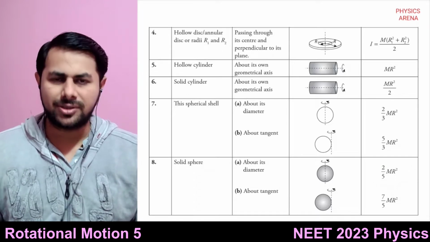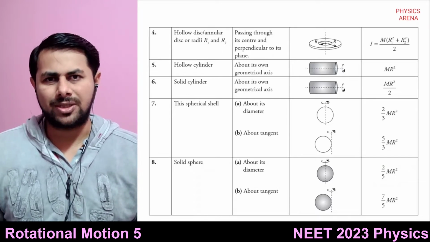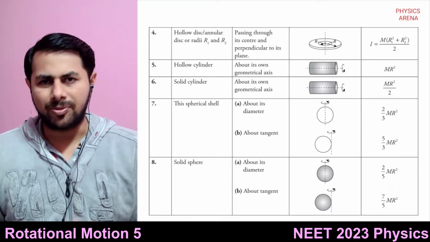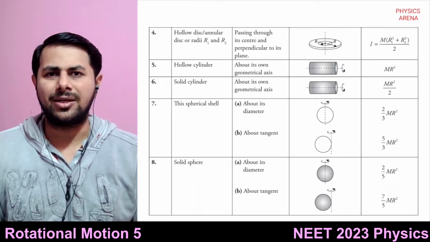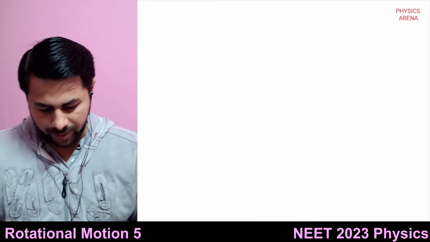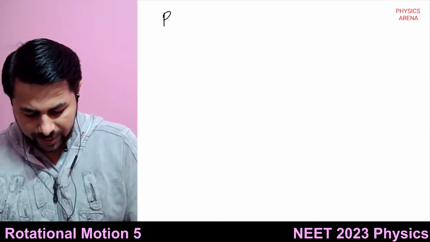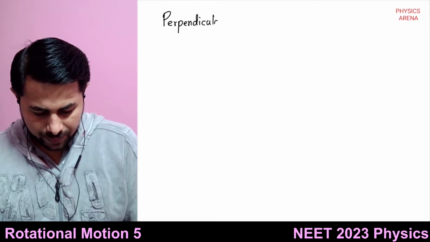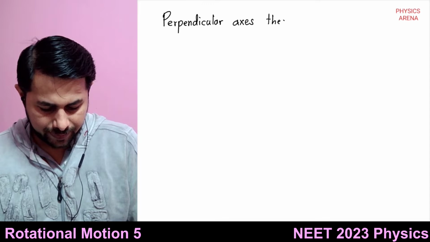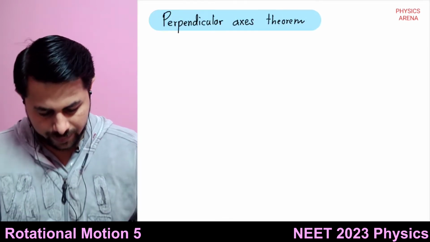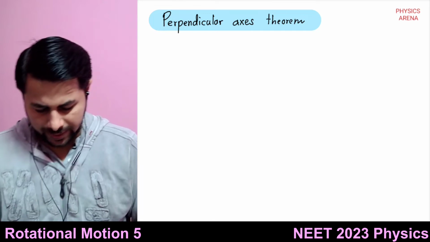So we can use those theorems and find out moment of inertia about some other axis. Those theorems are known as the perpendicular axis theorem and the parallel axis theorem. So let's talk about the perpendicular axis theorem first. What is this? We'll prove it and then see.